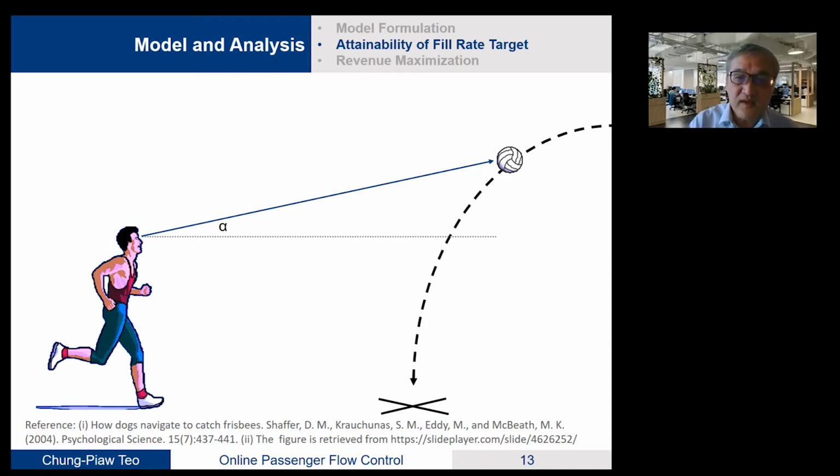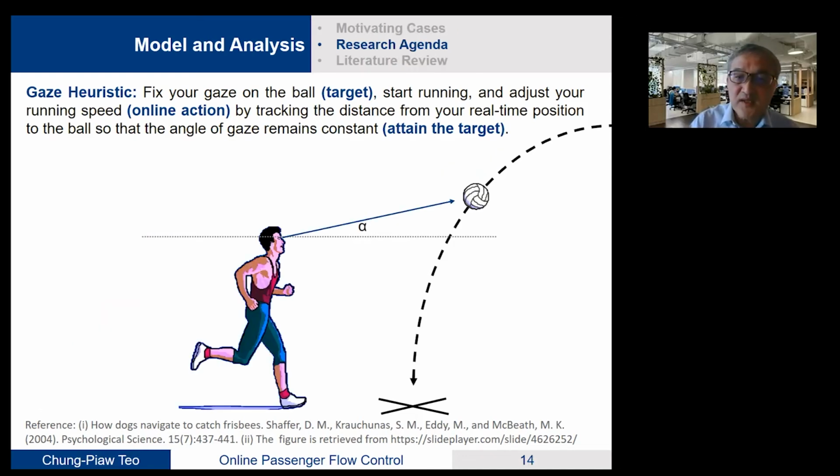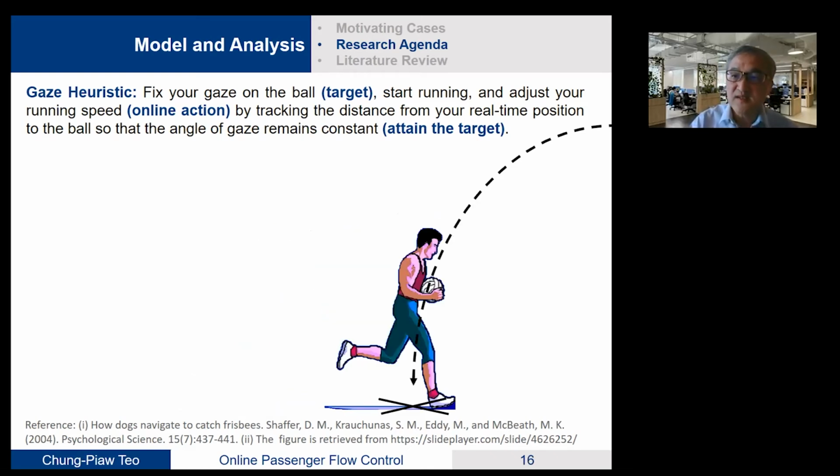You try to fix your gaze at the ball at a constant angle alpha, and then start running towards the ball, adjusting your running speed. This is your action taken online by tracking the distance from your real-time position to the ball so that the angle of the gaze remains constant. So most humans solve this problem by this gazing heuristic. When the ball position changes, you adjust your body position in such a way that you always maintain a constant angle of gaze until you catch the ball.